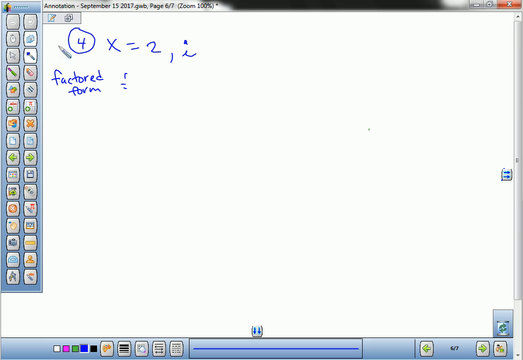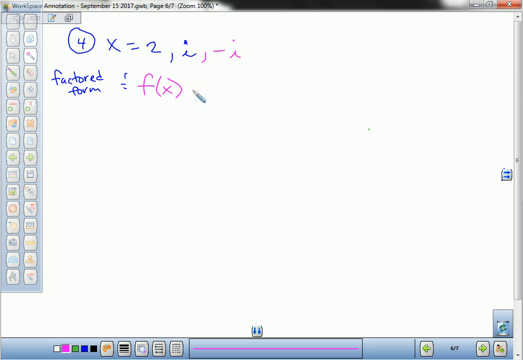Now, in this example, I have given you 2 zeros. But there's more than 2. What's the one I didn't list? Negative i. Because if i is a root, then negative i must also be a root. Okay? So, don't let me trick you. If I only give you one, with the imaginaries, you know the conjugate must be there. So factored form would look like this. It would be x minus 2, x minus i, and x plus i.